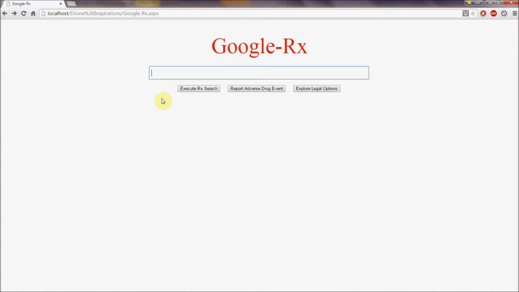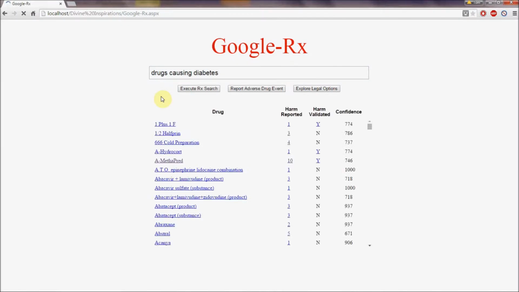Determining the drugs causing diabetes can be found by typing the following: drug causing diabetes. We see a number of drugs listed here, 4,226 rows. To derive the amount of money spent by the government on drugs causing diabetes, we add the following. 2014 government cost associated with drugs causing diabetes.